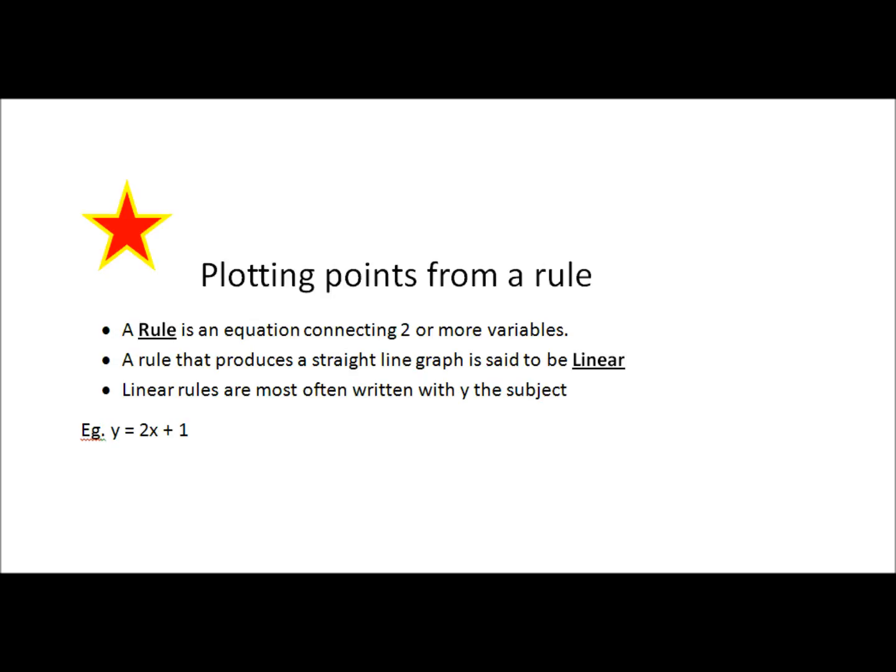Alright, so let's start looking at how we plot points using a rule. Now a rule is an equation that connects two or more variables. In our case we are most often going to be using x and y. A rule that produces a straight line when we graph it is said to be linear, and you can see the word line in the word linear. Linear rules are most often written with y as the subject, which means that y is on the left hand side of the equal sign and is on its own. So now let's look at how we can plot these points and form a graph.